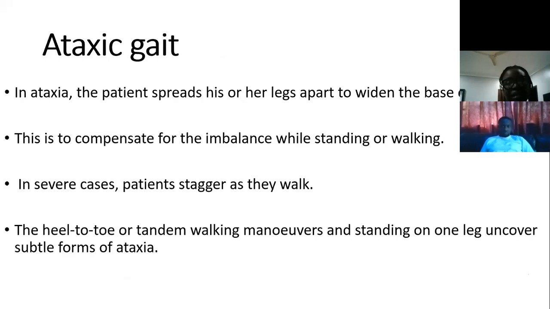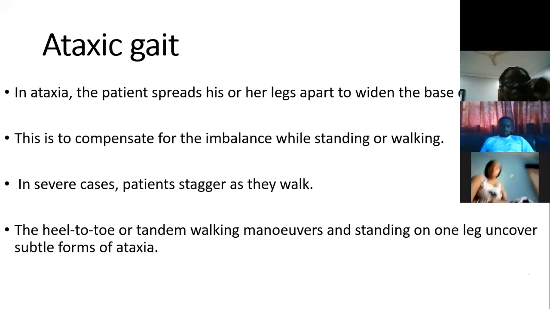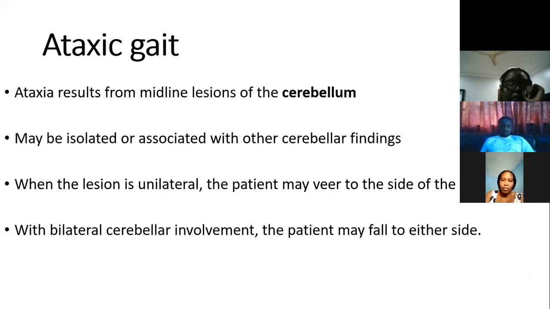Ataxic gait is a broad-based gait. So when the patient is walking, they walk with their two legs apart. And this is because they have an imbalance. So they try to steady themselves by opening the legs wide so that they can support themselves. So sometimes when it's very severe, you see that the patient will stagger as they walk. And when the patient has an ataxic gait, it indicates that there's a problem in the cerebellum.